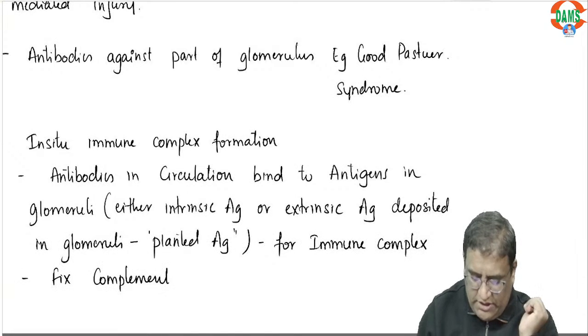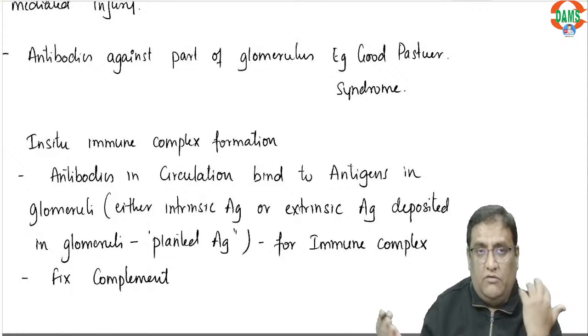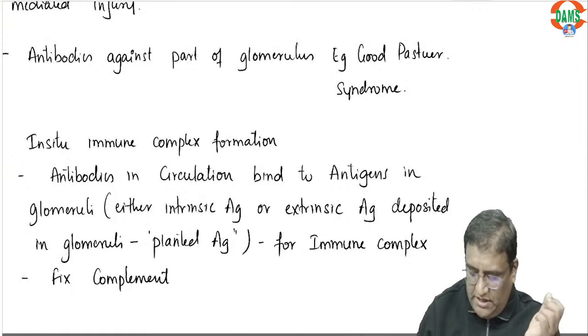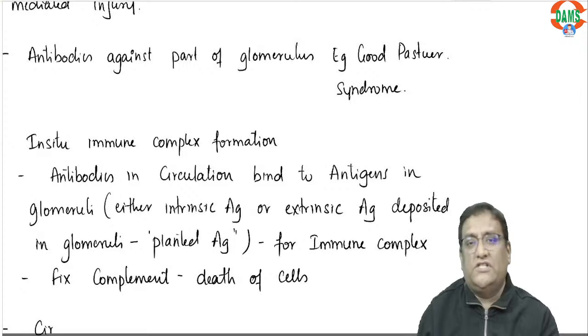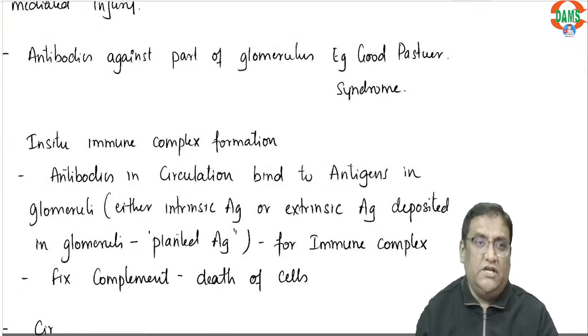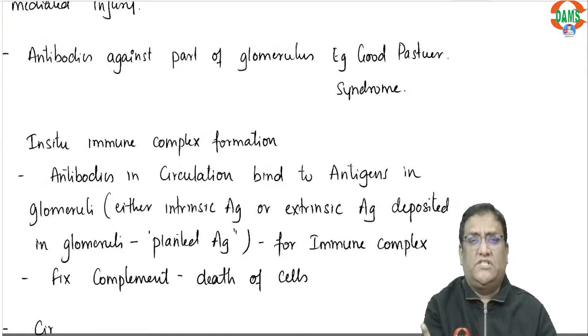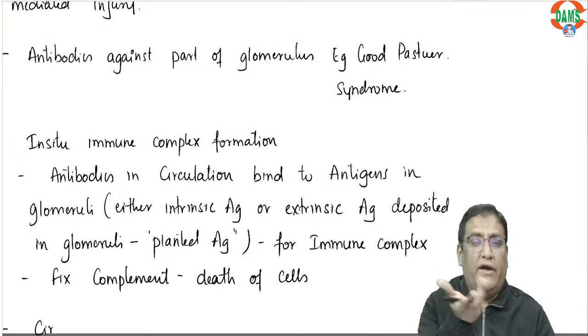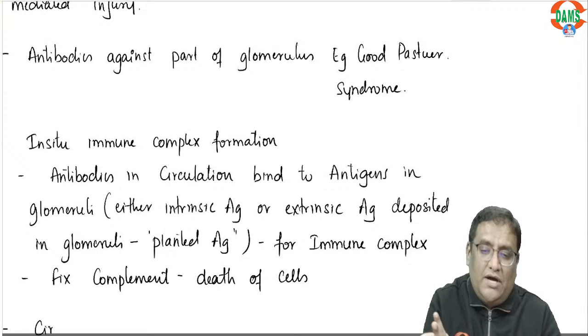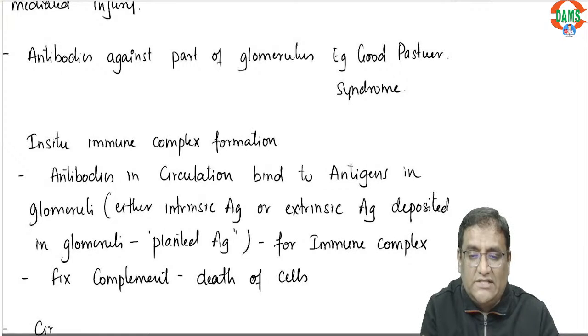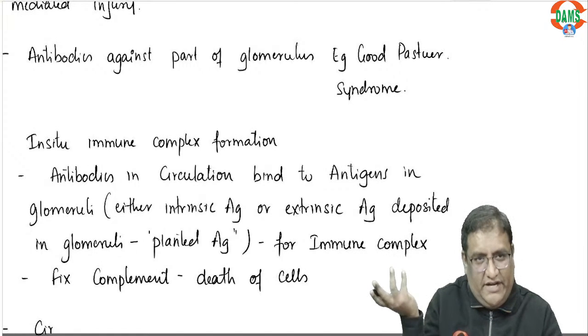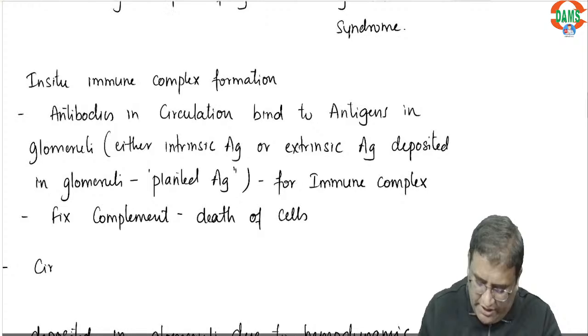Once there is the antigen antibody complex, fixation of complement will happen, MAC will be formed and death of the cells will happen. So which cells will die? Some of the cells in the glomeruli, either podocytes or endothelial cells keep dying. Simple understanding. Right?